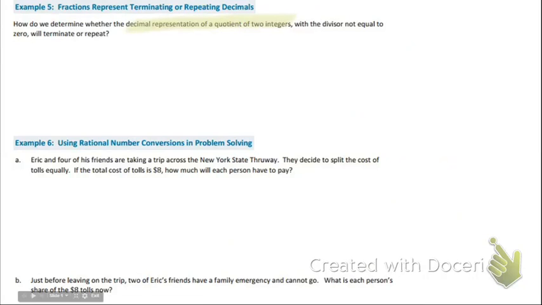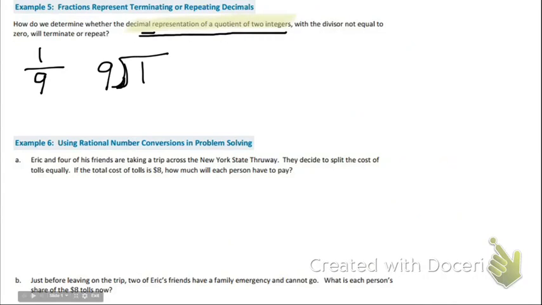Okay, so what we're looking at here is how to determine whether the decimal representation of a quotient of two integers. So for example, let's use one we've used already, 1 over 9. The quotient of two integers here is just 1 divided by 9, because that's what this fraction means.